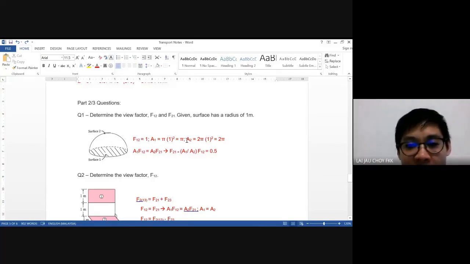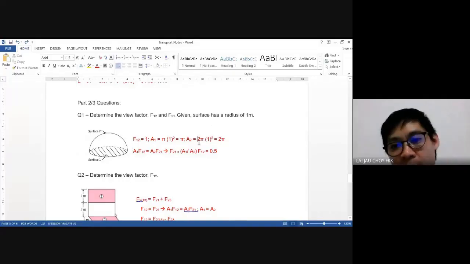We need to first calculate the surface area for area 1 and area 2. Surface 1 is a circle, so it's pi r square. Then surface 2 is a hemisphere. We know that the surface area for a sphere is 4 pi r square. Since it's a hemisphere, it's half, so it's 2 pi r square. So we get 2 pi.